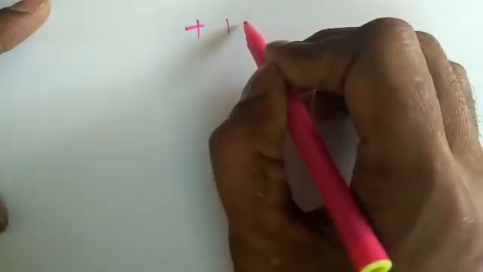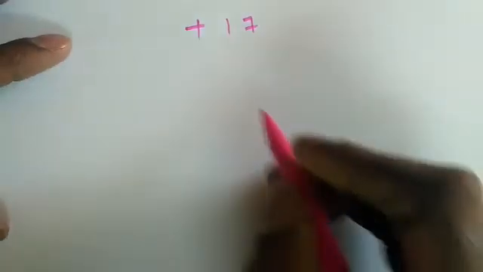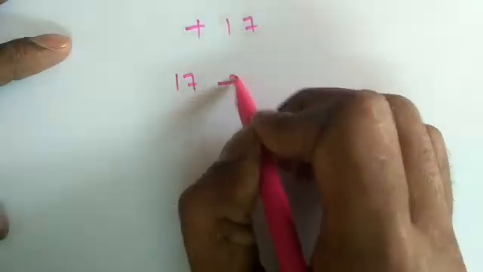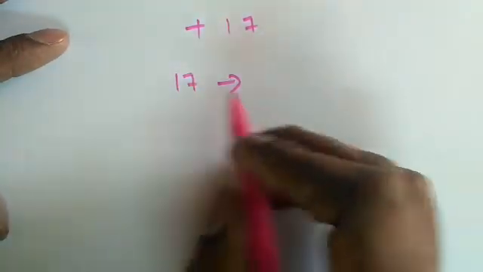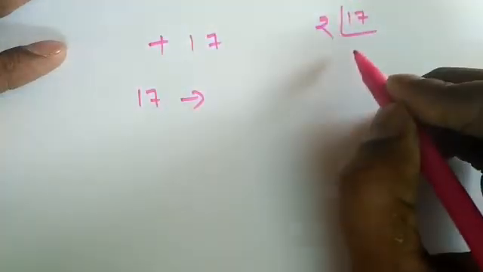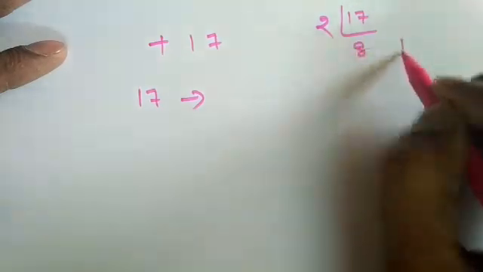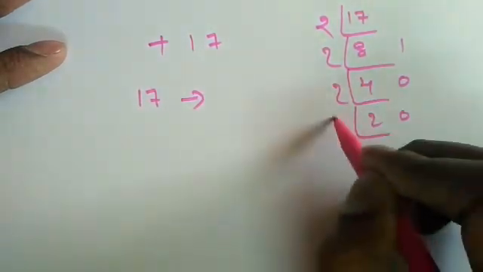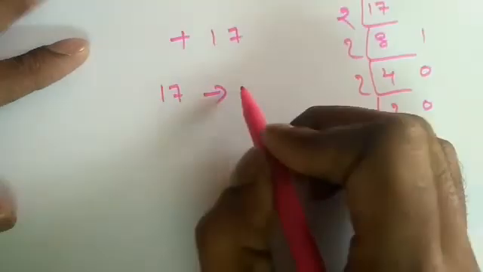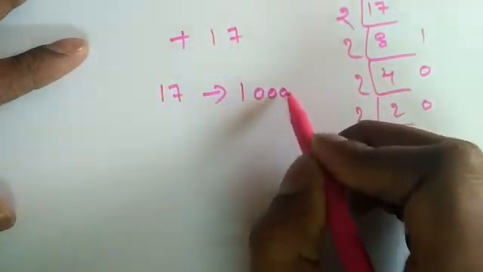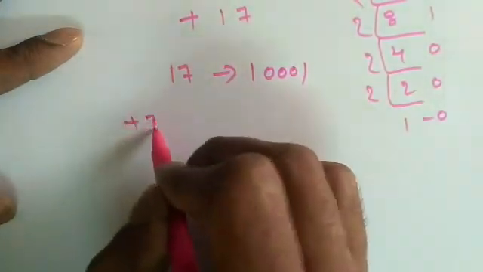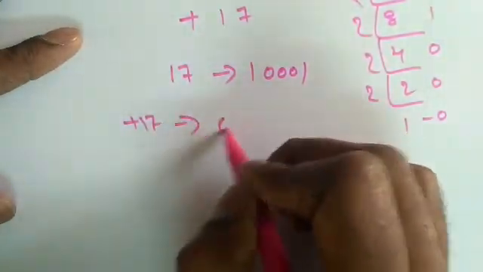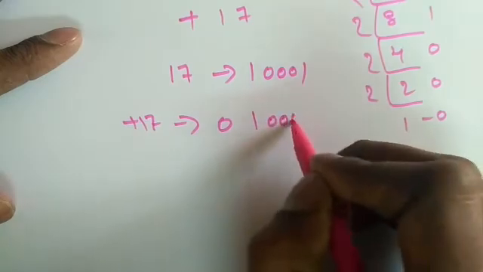So an easy procedure. Suppose I want to represent plus 17, what do we need to do? Find the equivalent binary number of 17. How to find it? 17 divided by 2. So 2 8s remainder 1, 2 4s remainder 0, 2 2s remainder 0, 2 1s remainder 0. So what is this? 1 0 0 0 1. For plus 17, what do we need to do? Add 0: 0 1 0 0 0 1.